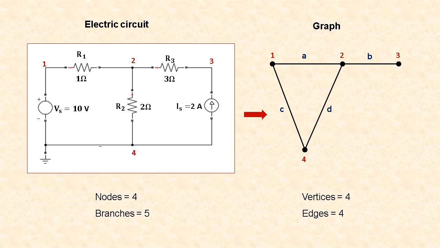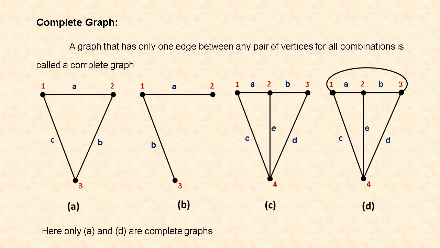Here the numbers represent the nodes and the small alphabets represent the edges. Nodes are called vertices in a graph and branches are called edges. This graph has 4 vertices and 4 edges. Since we are open circuiting the current source, one edge is less than the circuit branches.